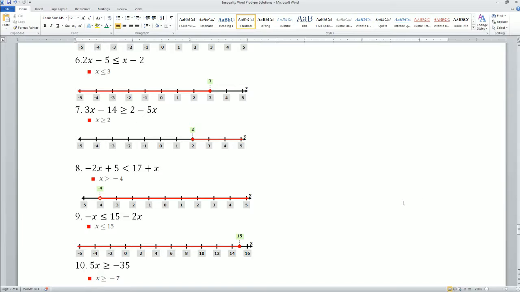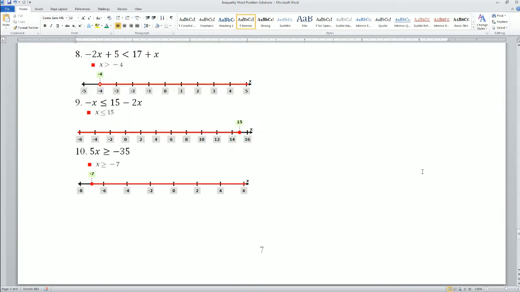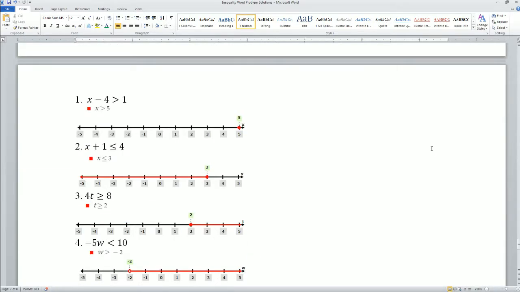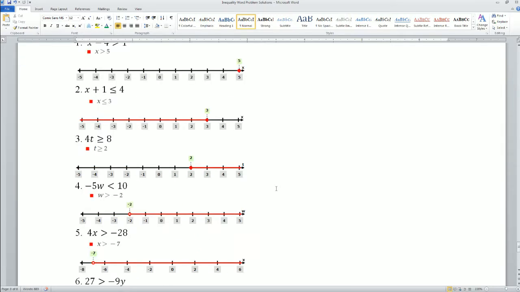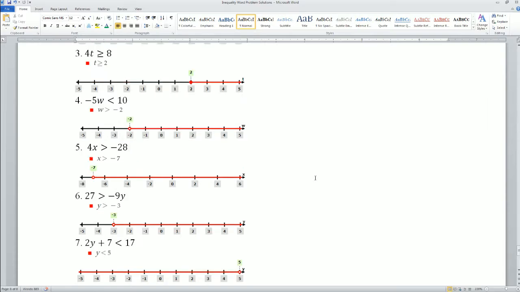And here's 10. Again, if you want to see it in detail, just let me know. Let's like the problems up front. Here's the page 8 solution. Pause it if you want to see the solution to check your work. x is greater than 5, so it goes to the right. x is less than or equal to 3, so it goes to the left. t is greater than or equal to 2. w is greater than negative 2. So on, so on.